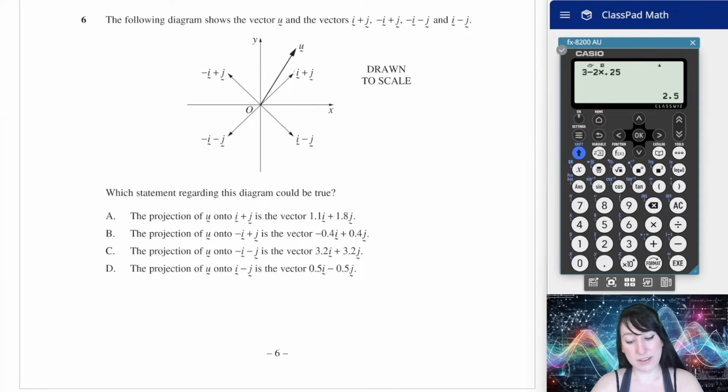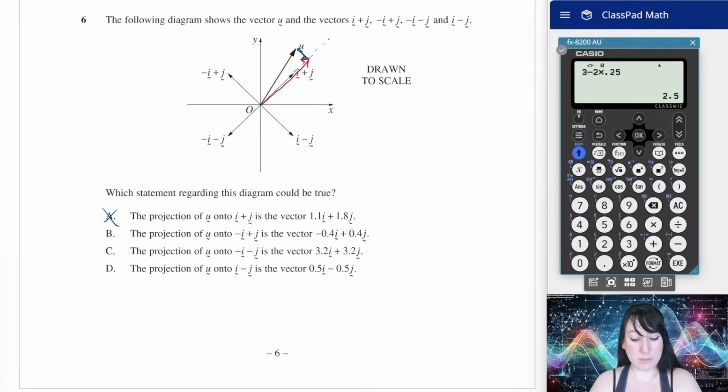I'll extend i plus j and draw a line from the end of u perpendicularly to the i plus j line. The projection would be this vector here. You can see that that vector is a little longer than i plus j, but both the horizontal and vertical components are extended approximately the same. So I would rule option A out.